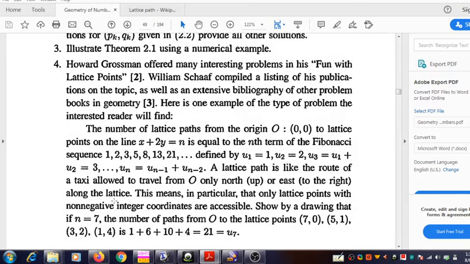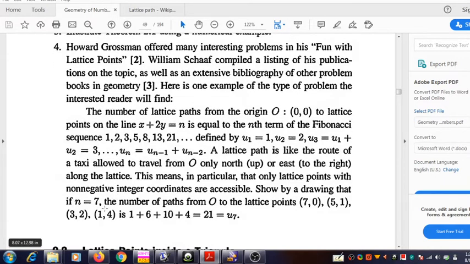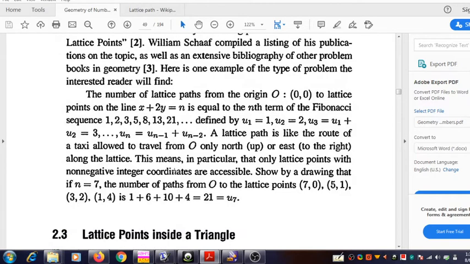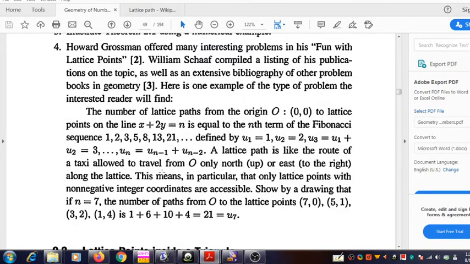Show by drawing that if n equals 7, the number of paths from the origin to the lattice points (7, 0), (5, 1), (3, 2) and (1, 4) is equal to 21. To find the answer to this question, we need to know what is meant by a lattice path.